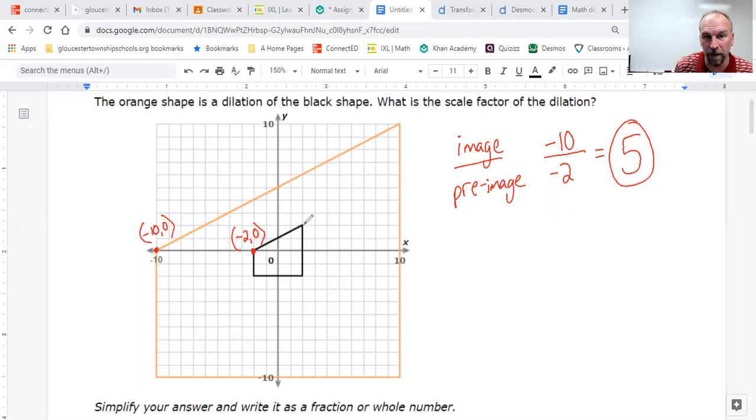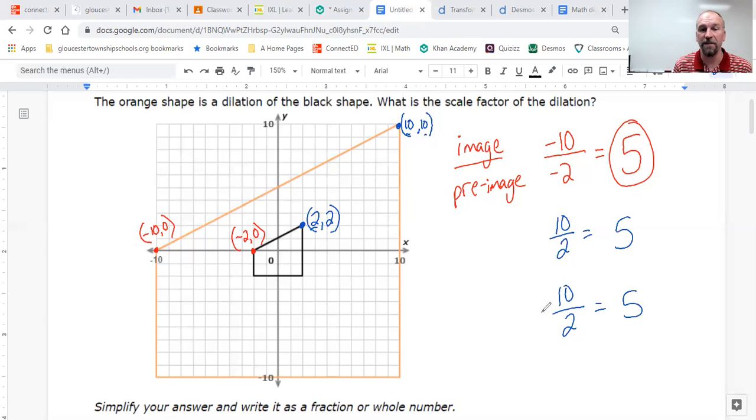I'm going to pick this point. The coordinate here, this point on the pre-image, is 2, 2. And the matching or corresponding point on the image is up here, and that's 10, 10. So whether I pick the x's and I put 10/2, well, that's 5. Or if I pick the y's and put 10/2, it's still 5. The scale factor for this is always going to be 5.